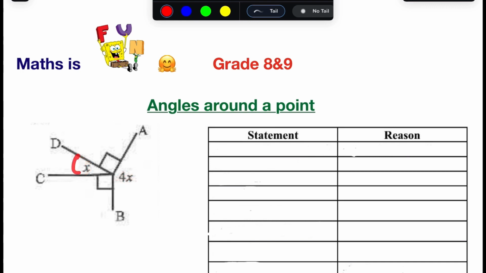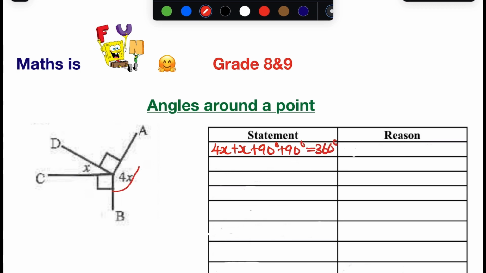So if we got the value here, it's 30. That means here it's 4 times 30. So this angle is 4 times bigger than this one. So what we're going to do, we're going to use the angles around the point. So we'll say here 4x plus x plus 90 degrees plus 90 degrees equal to 360.